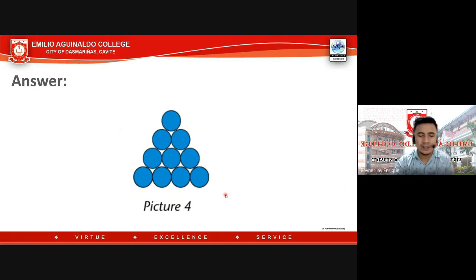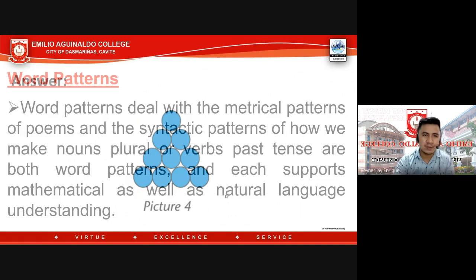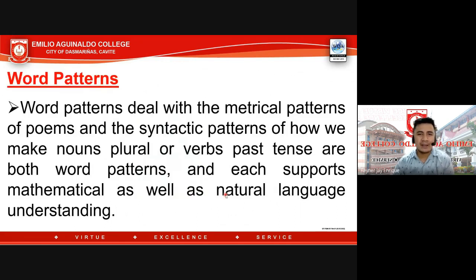Now, we are done with the two patterns. So let's proceed with the word patterns. Word patterns deal with the metrical patterns of poems, and the syntactic patterns on how we make nouns plural or verbs past tense are both word patterns. Even in subject-verb agreement, we also have patterns there. How we change verbs into past tense, kapag regular verb or irregular verb, meron pa rin tayong tinatawag na pattern. And each supports mathematical as well as natural language understanding.